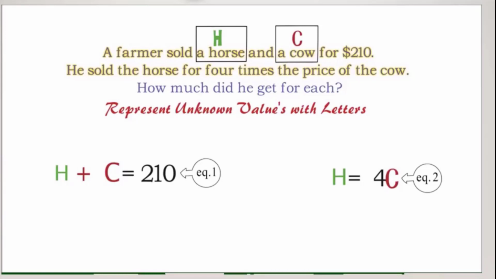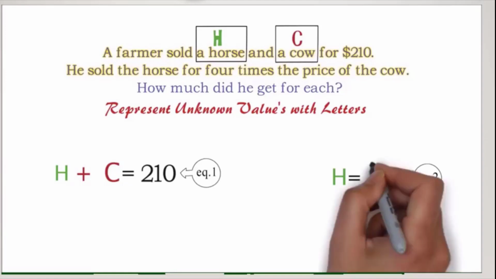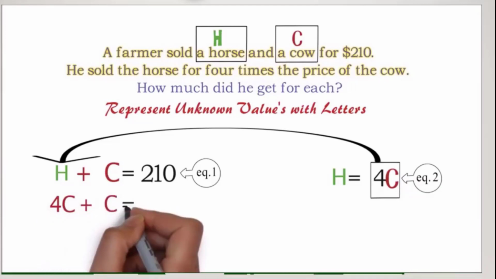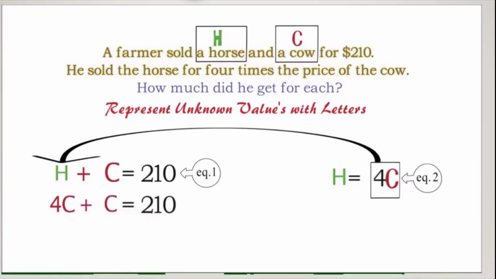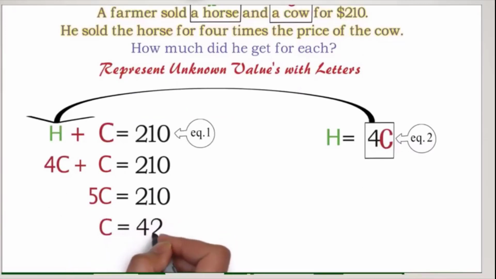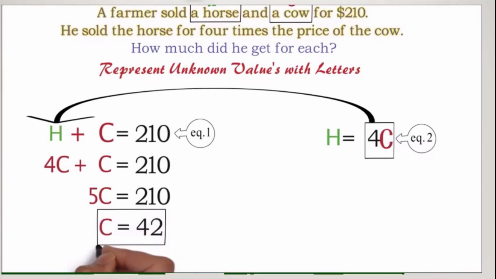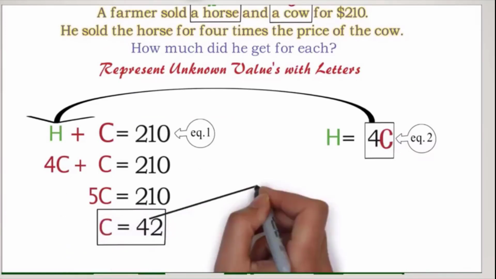Next, we want to use substitution to solve the equation. We can replace the H in equation 1 by 4C. Now we have 4C plus C equals 210. We solve for C. We have 5C equals 210. C is therefore 42. Next, we can substitute 42 for C into equation 1 or 2 and solve for H.